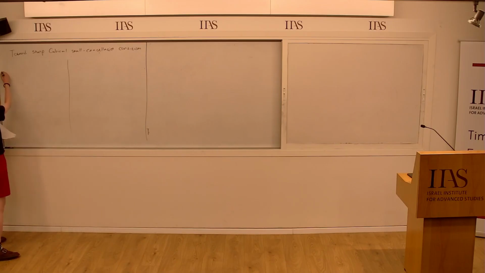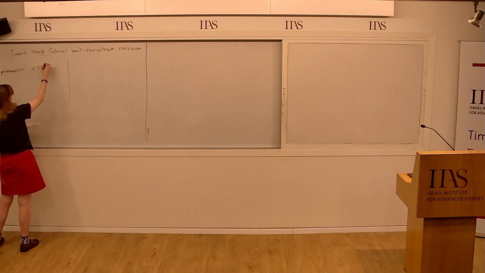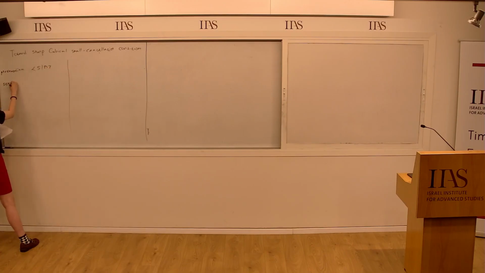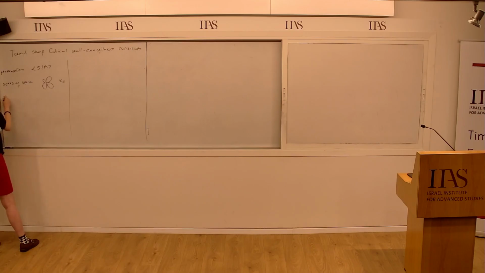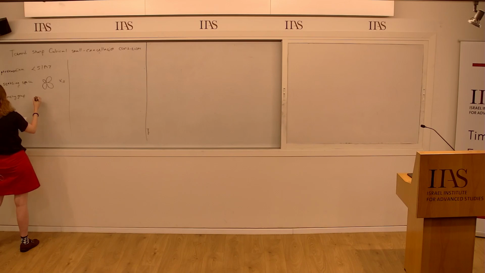We start with a group presentation. We have S, a set of generators, and R, a set of relators, and the starting space is a bouquet of circles. We have a circle for every generator. We call it X sub S. And the starting group is pi 1 of X_S, which is the free group on S.